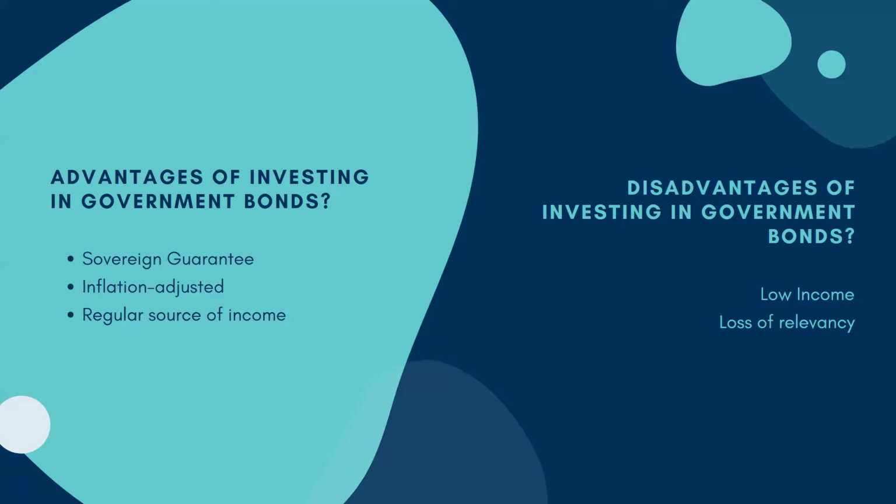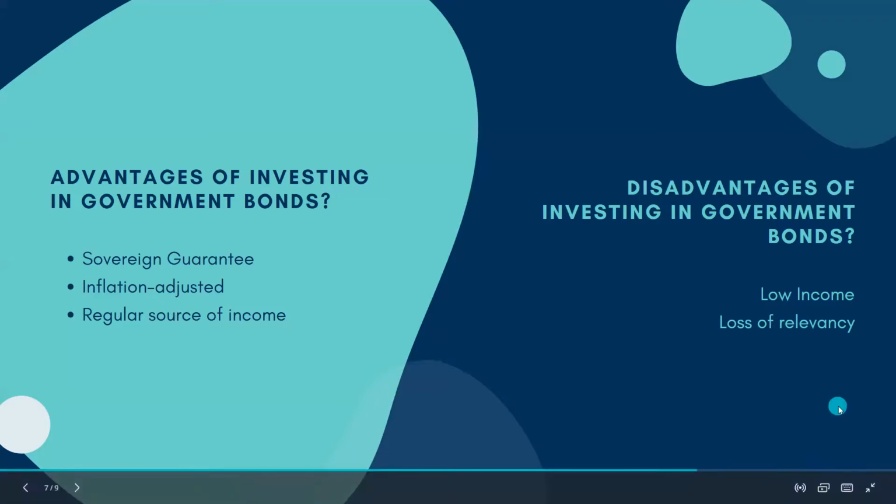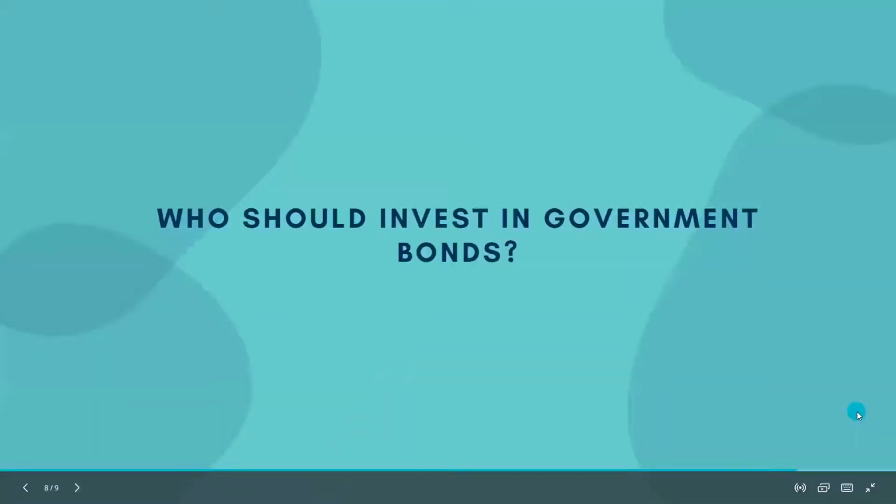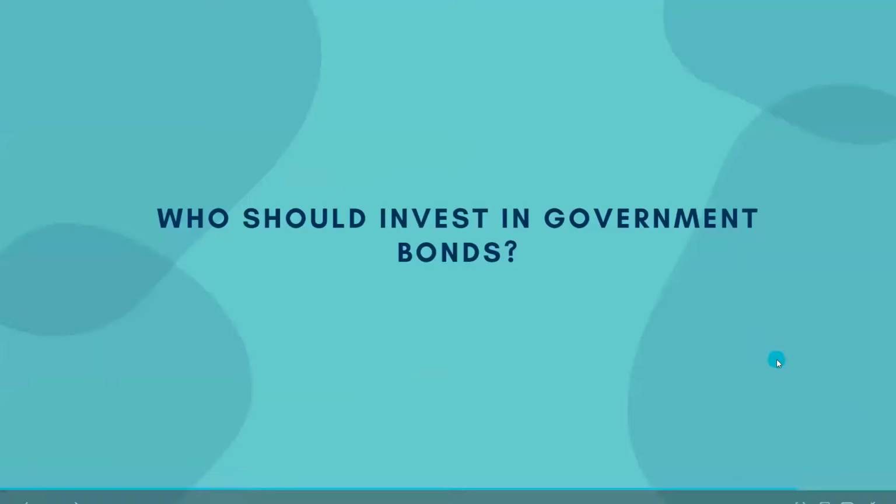And the next point is loss of relevancy. As government bonds are long-term investment options with a maturity tenure ranging from 5 to 40 years, they can lose relevancy over time. It means such bonds lose value in the face of inflation. So I hope these are the two disadvantages I have discussed. So the next point is who should invest in government bonds?